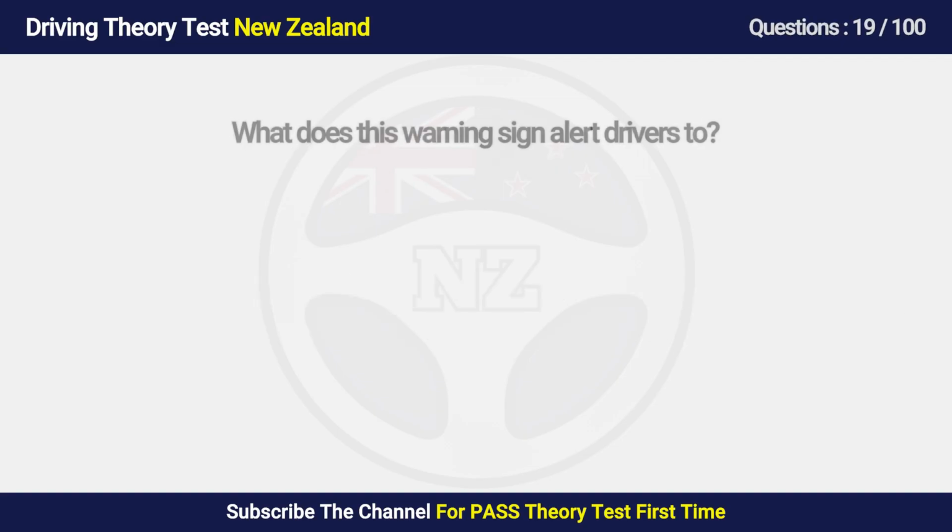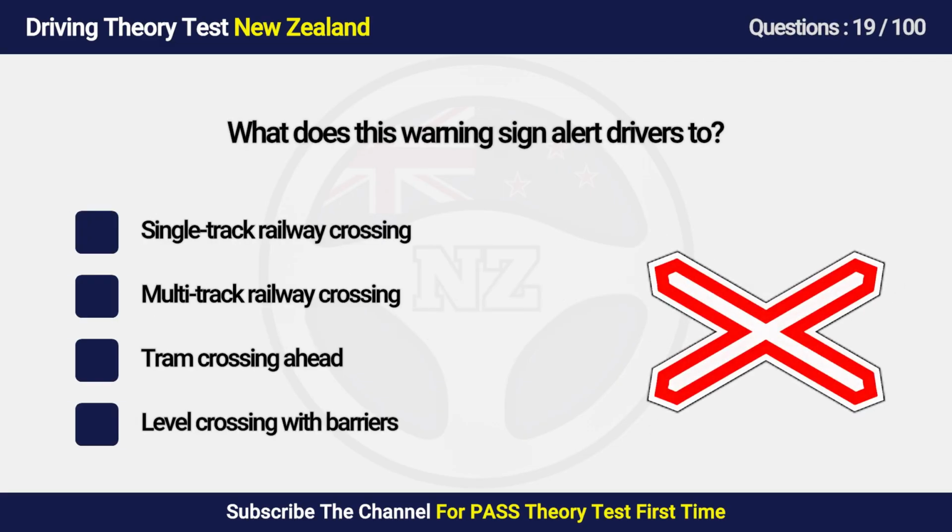Question 19. What does this warning sign alert drivers to? A. Railway crossing, B. Railway crossing, C. Tram crossing ahead, D. Level crossing with barriers.